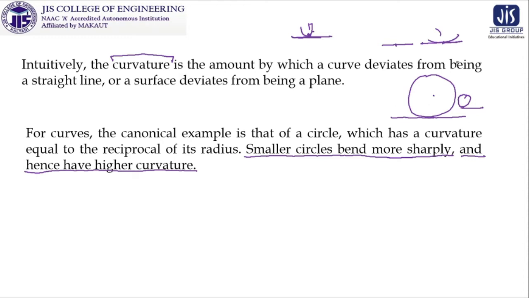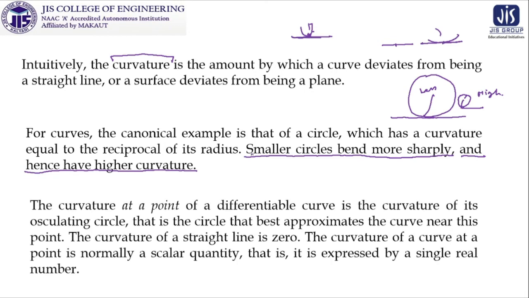So if we think about the curvature, this radius is smaller, this radius is bigger. If I take the reciprocal, the bigger radius gives you less curvature and the smaller radius gives you higher curvature. So that is why smaller circles bend more sharply, and as the curvature is equal to the reciprocal of the radius, this is the physical reason.